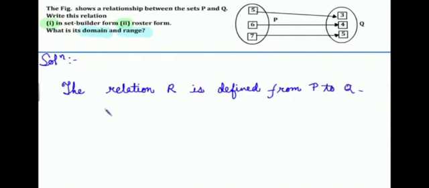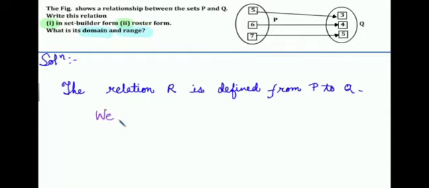Okay, now move on to our question number 4. The figure shows a relationship between P and Q. Write this relation in set builder form. Second, also in a roster form, and write its domain and range. So here we have a graphical figure given. The relation between P and Q. The relation R is defined from P to Q.